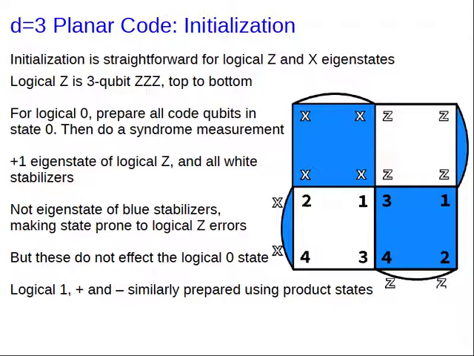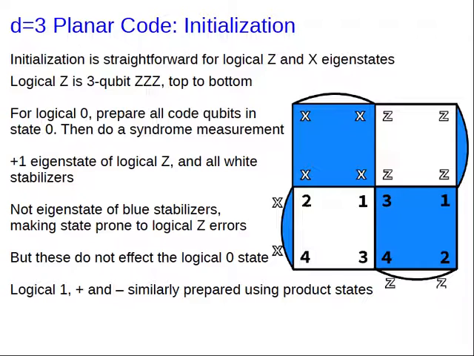The way to initialize this code is quite easy. We'll talk about it for this choice of stabilizers because that makes it a little bit easier. The logical Z is just a chain of 3 Zs from top to bottom. So Z, Z, Z, or Z, Z, Z. So if you want to be in the 0 logical state, you want to be in the +1 eigenstate of the logical Z. And one way you can achieve that is just to have everything in a +1 eigenstate of Z. So have all of your code qubits in state 0.